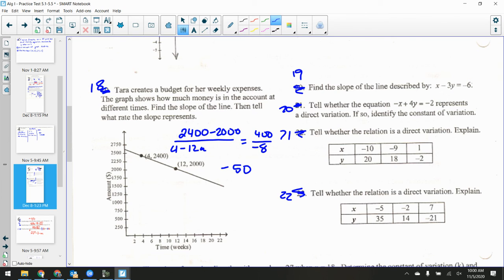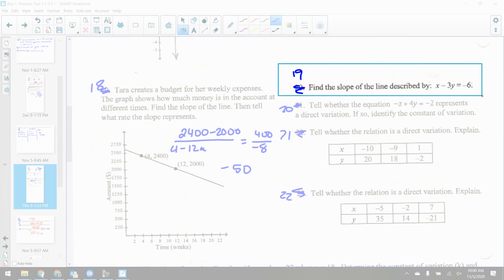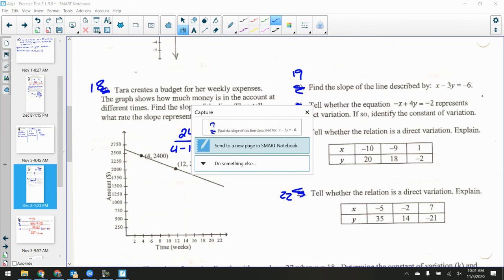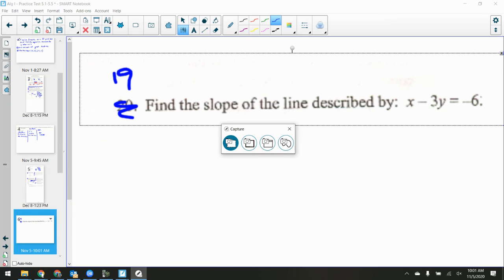Okay, 19. I want to go through 19, because in my opinion, 19 may be one of the harder ones on the test tomorrow. And here's why. Because it's a lot of steps. For those of you who know how to find intercept and find slope, you're like, this is probably a mistake. So let's first start by finding the intercept.